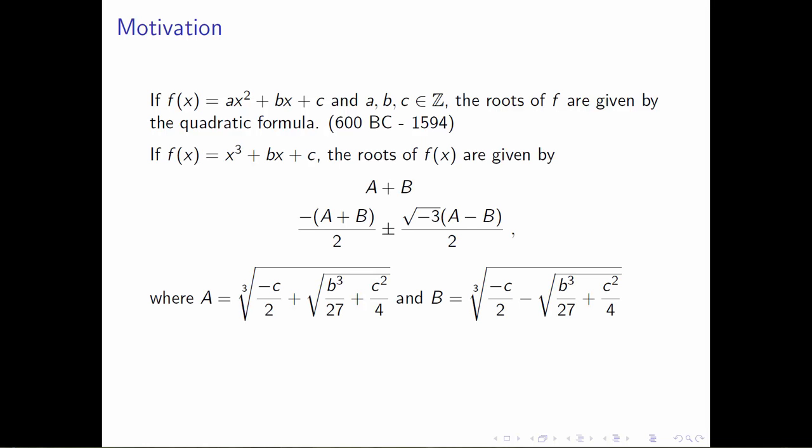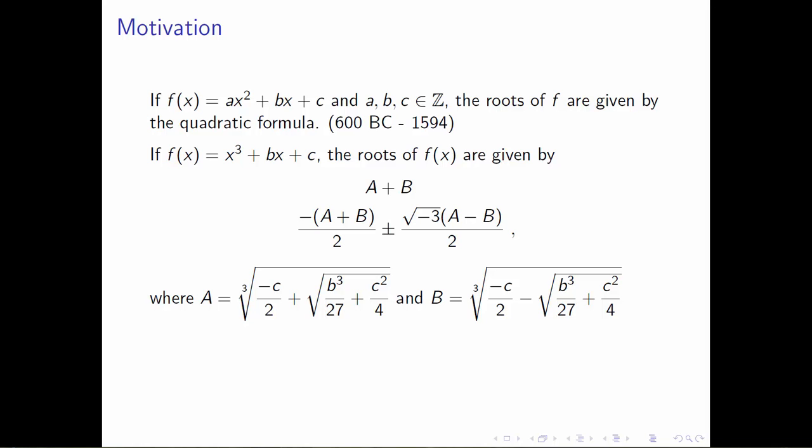Now, if f of x is what's called a depressed cubic, which is something of the form x cubed plus bx plus c, then it's also possible to write down a formula for what the roots of this polynomial are. And they're given by these expressions right here, a plus b, and then these 2 fractions we have with a plus minus sign. Those give 2 different roots here, right? Where a and b have these nasty forms that I've written down on the page.